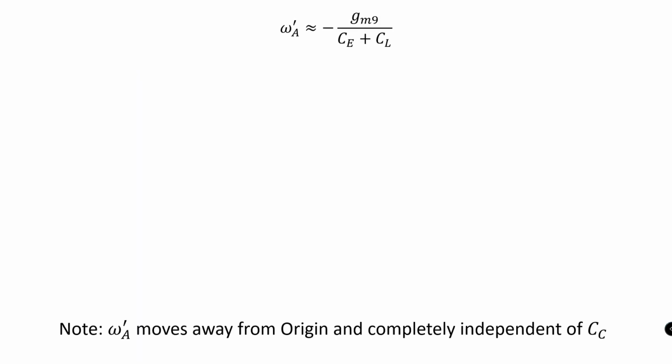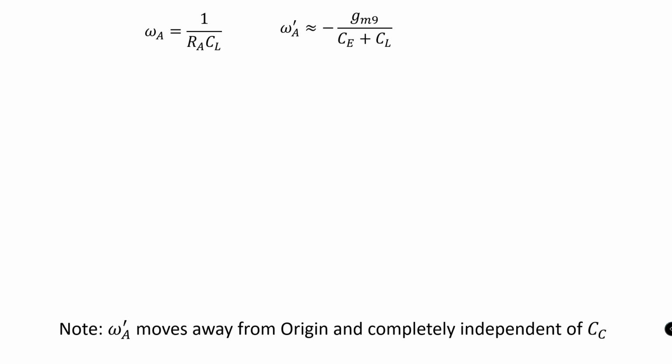There are two things that one has to note here. As the value of Cc increases, the omega A prime moves away from the origin, and the omega A prime becomes completely independent of Cc. The reason for this omega A prime to move away from the origin can be visualized by looking back at our omega A term, where the node A had a resistance value of Ra, but now it has become 1 by gm9. So there is certainly a reduction in the value of the node resistance at node A, due to which the omega A prime moves away from the origin.